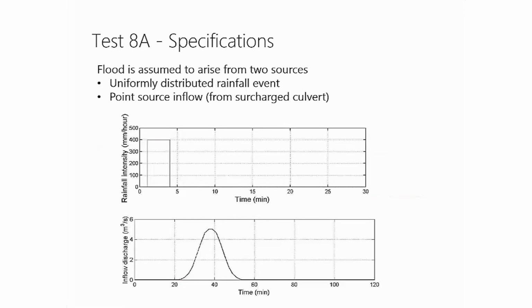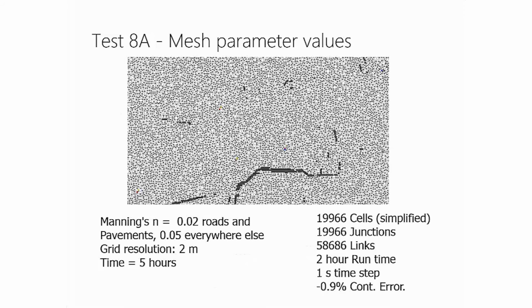Here are those two different boundary conditions. The first one was that distributed rainfall, and you can see it's a very simple hydrograph with uniform intensity of 400 millimeters per hour. And then we have that inflow discharge there which has a peak discharge of about 5 cubic meters per second. For test 8, we used an adaptive mesh, where the Manning's roughness was 0.02 for the roadways and 0.05 everywhere else. The grid resolution was 2 meters, and the simulation time was about 5 hours.